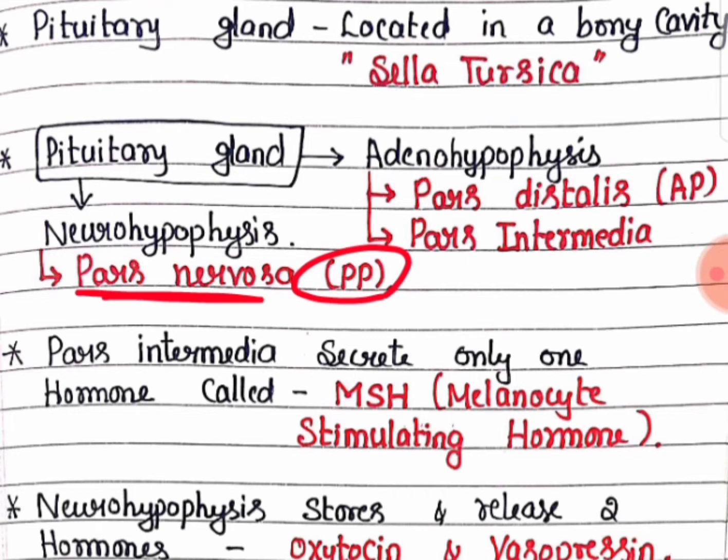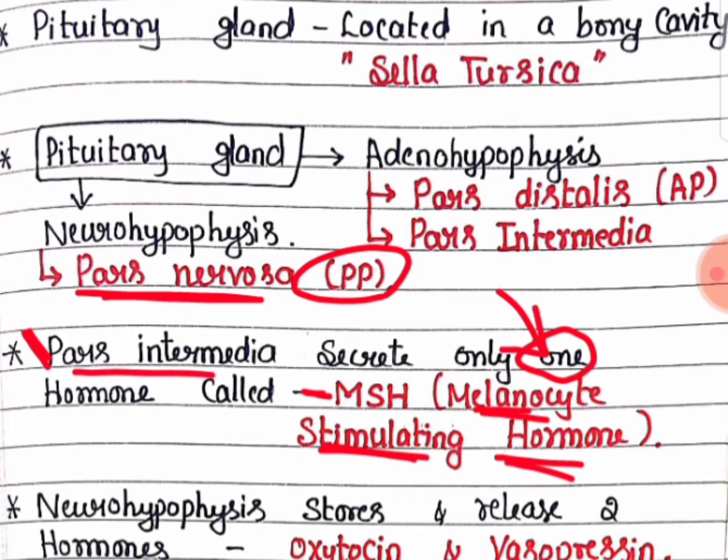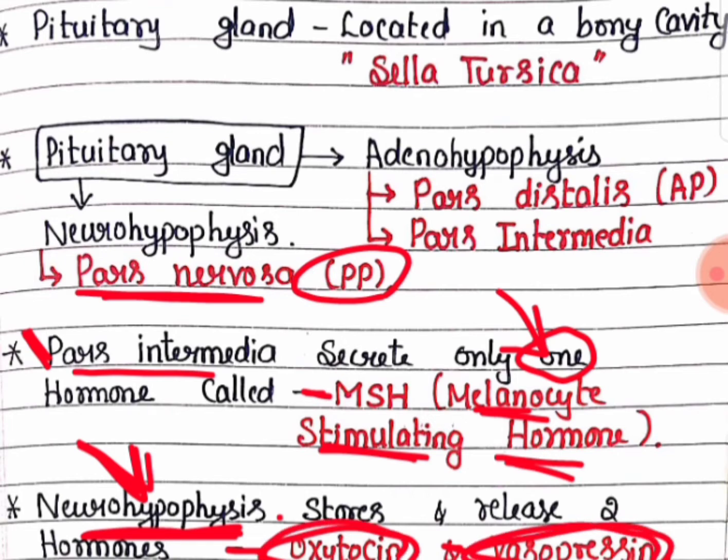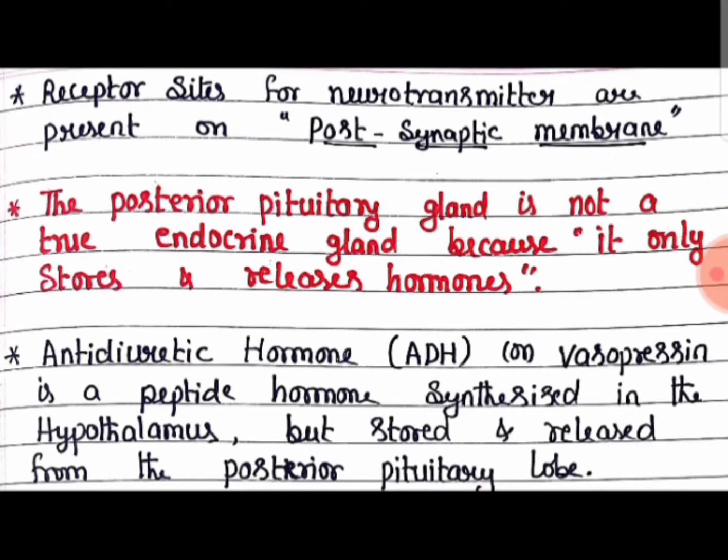And remember, pars intermedia secretes only one hormone called MSH, melanocyte stimulating hormone. The neurohypophysis stores and releases two hormones, oxytocin and vasopressin. Actually, oxytocin and vasopressin are both secreted by the hypothalamus.